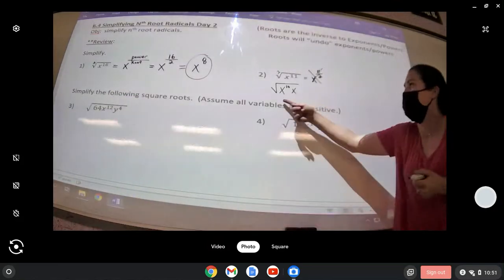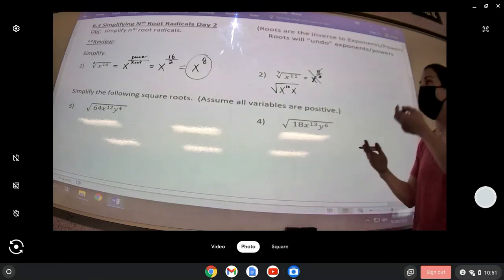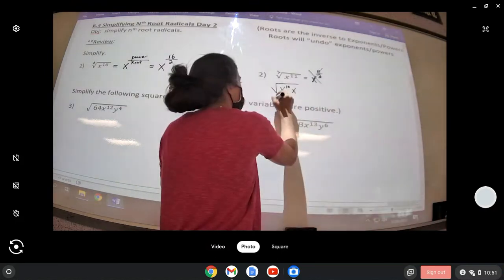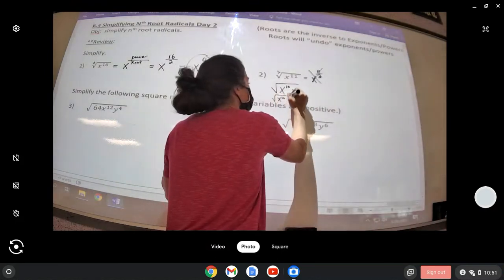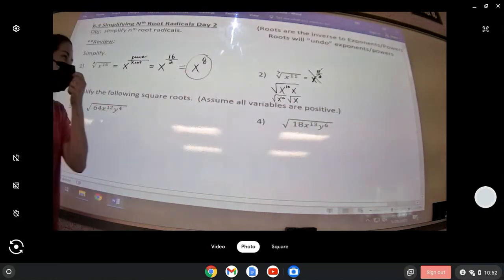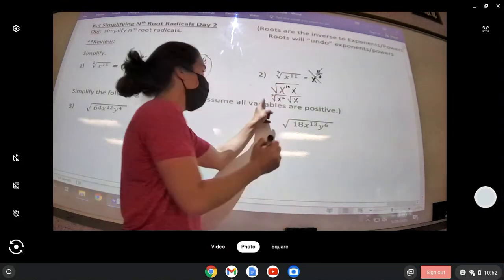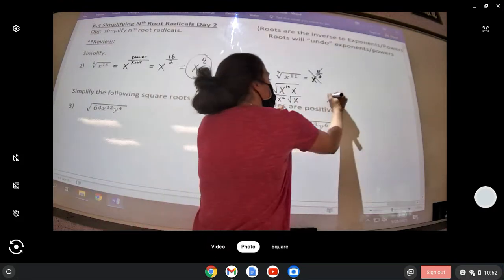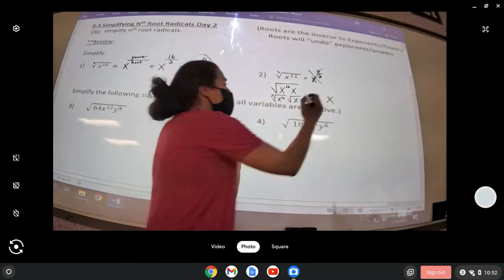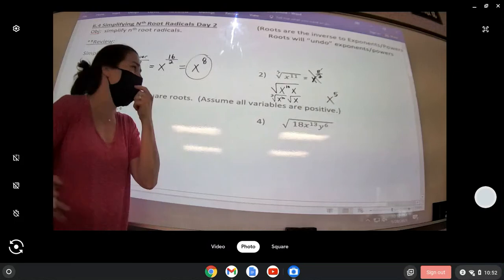So guys, I haven't changed the problem. This is still the square root of x to the 11th. But now you'll be able to split it into the square root of x to the 10th times the square root of just x. You can break them up into their own square roots. So now I can take the square root of x to the 10th. The square root of x to the 10th is going to be x to the, what's 10 divided by 2? 5. So he's x to the 5th. He's free. No more square root.